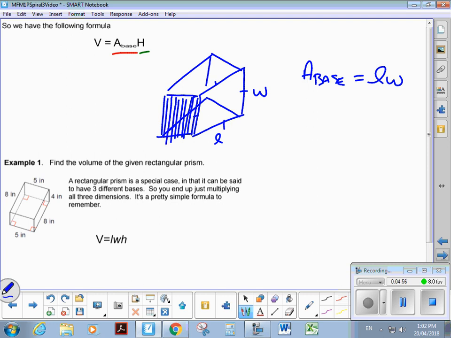A whole bunch of cards have been stacked up to give us some depth here. So we take the area of one card, multiply it by the depth to give us the volume. So we're just taking the area of a card and then multiplying by how many cards are there. And this is true, it works for every shape.